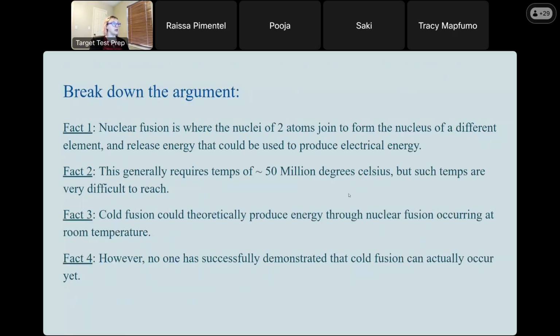Nuclear fusion is where the nuclei of two atoms join to form the nucleus of a different element and release energy that could be used to produce electrical energy. This generally requires temps of about 50 million degrees Celsius, but such temps are very difficult to reach. Cold fusion, which is what scientists are currently studying, could theoretically produce energy through nuclear fusion occurring at room temperature. However, no one has successfully demonstrated that cold fusion can actually occur yet. Let's look at our answers.